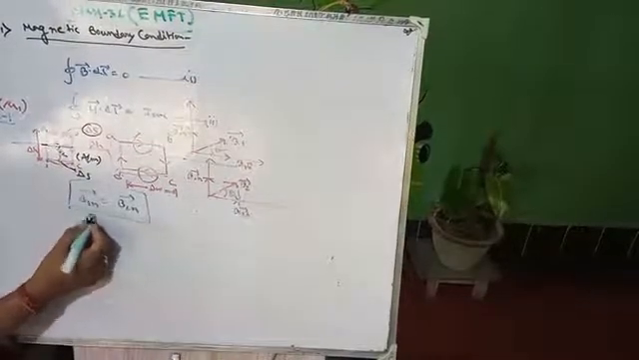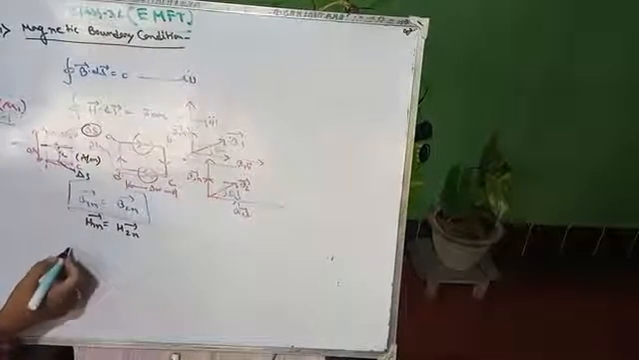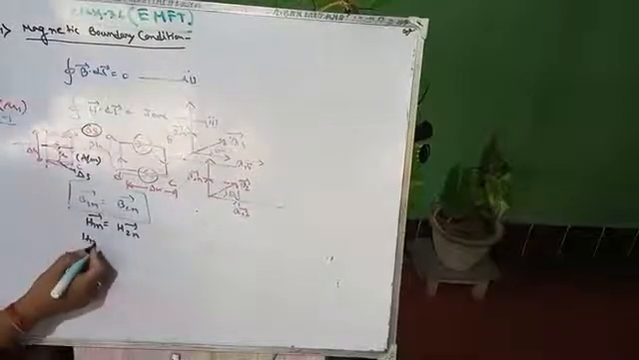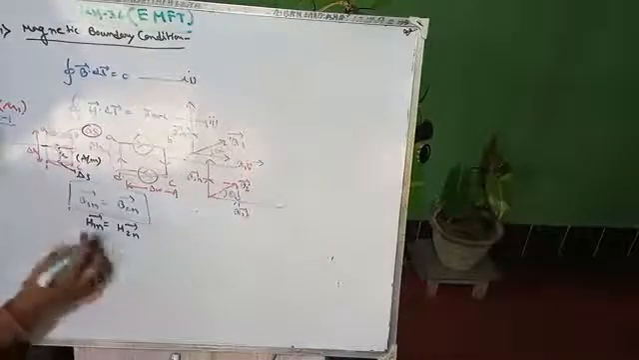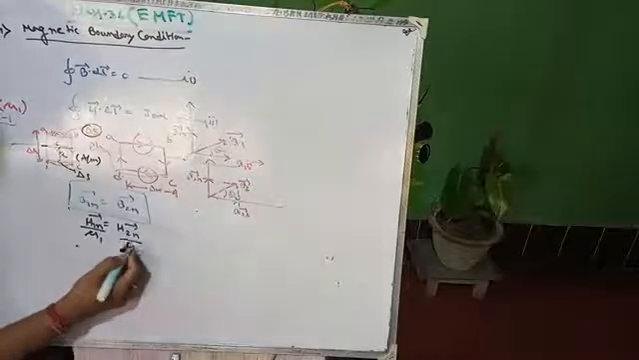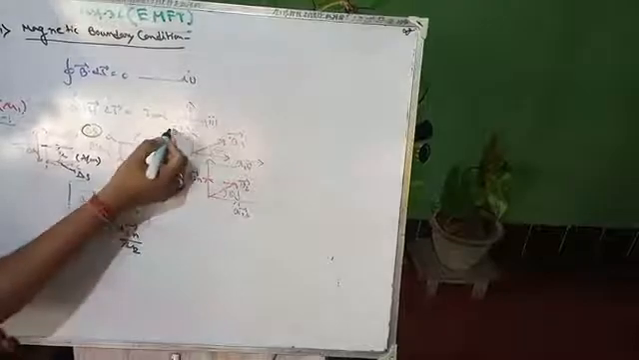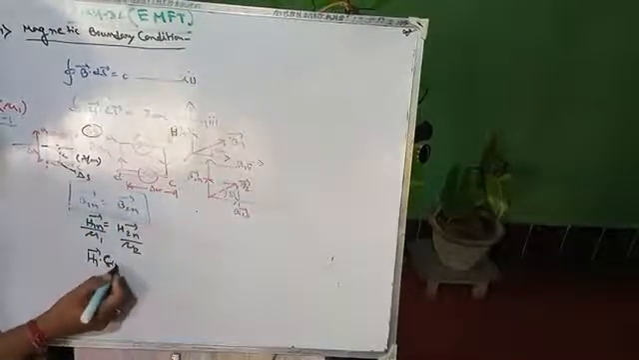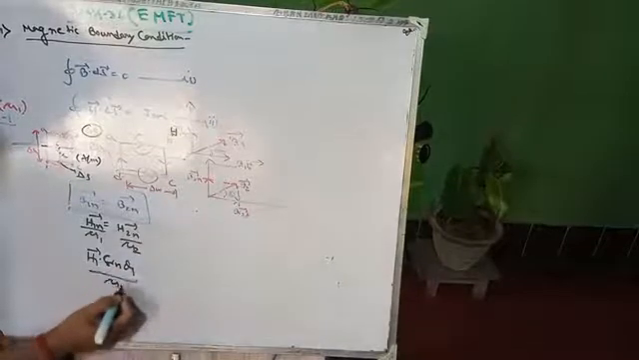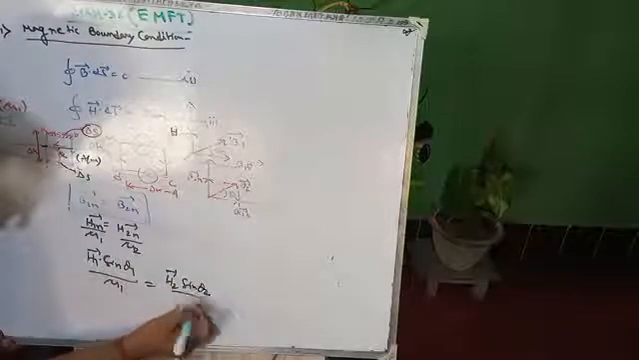And h1n equals h2n, we have previously proved it. So this h1n by mu1 by mu2. If we consider it is h1n, then we can write h1 vector into sine theta 1 by mu1 equals h2 vector into sine theta 2 by mu2 vector.